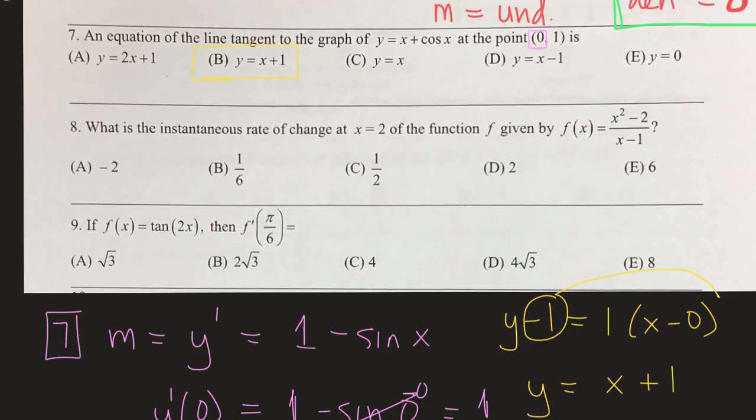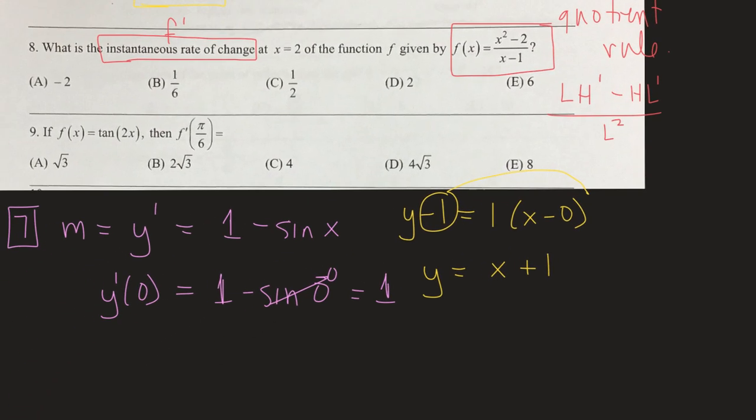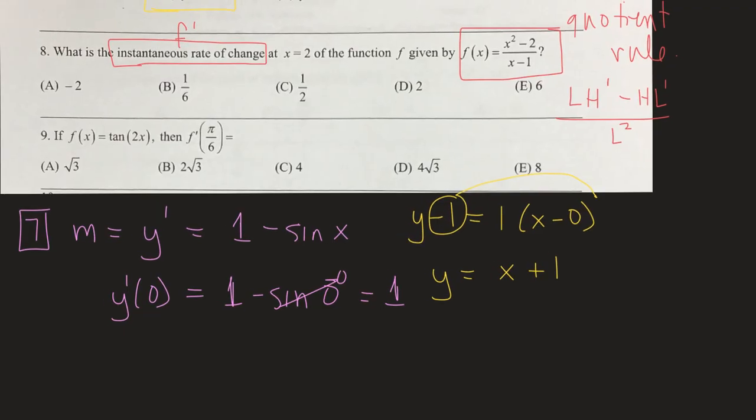All right, number 8. What is the instantaneous rate of change? Hopefully you know these words to mean derivative. So we're going to find the derivative of this rational function. Which one of our rules should we use? The quotient rule. It is a fraction. Remember the quotient rule: low function times the derivative of the high function minus the high times the derivative of the low, over the low function squared. So that's what we're going to do here, use the quotient rule to find the derivative.